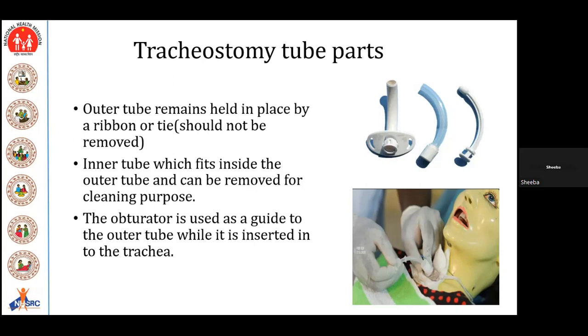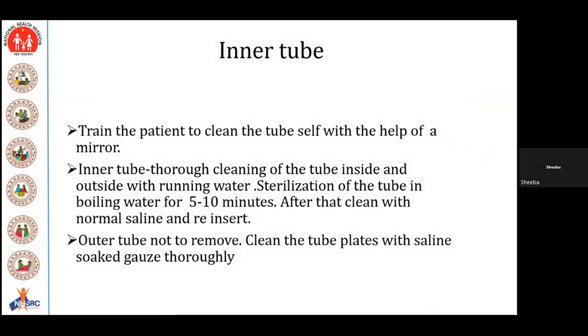So to keep it in mind, there are three parts: outer tube, inner tube, and obturator. If you look at the inner tube and outer tube, the inner tube is a little bit longer than the outer tube. Because if the inner tube is shorter than the outer tube, what happens? The outer tube will be blocked with the secretions. That is why the inner tube is a little bit longer than the outer tube.